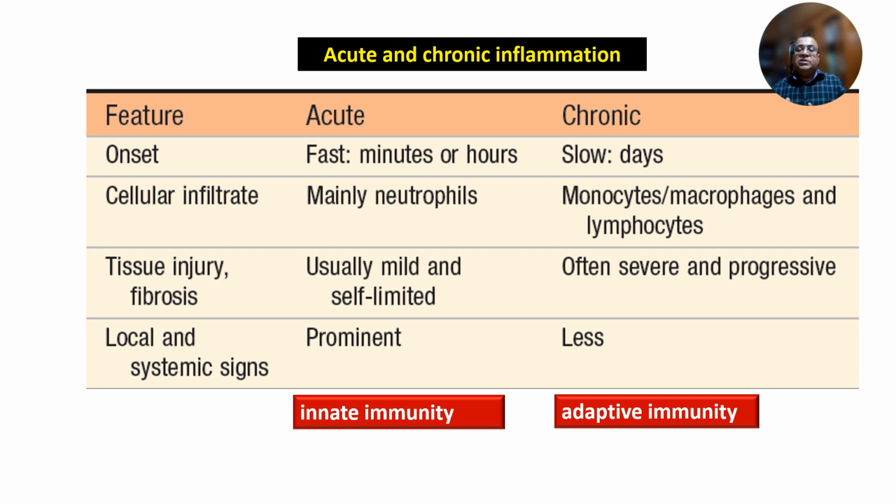Local signs and symptoms of inflammation are present in the acute one, while in chronic, the redness and flare are usually gone. Acute inflammation is also considered part of innate immunity, while adaptive immunity is linked with chronic inflammation.